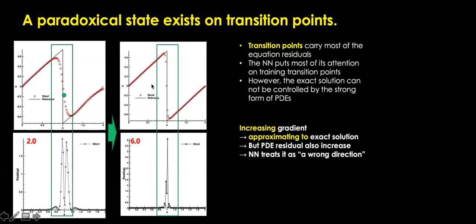But because the transition point cannot be controlled by the PDE directly, when we increase the gradient of the transition point, we also increase the residuals of the transition point. Like this, the neural network will treat it as one direction.